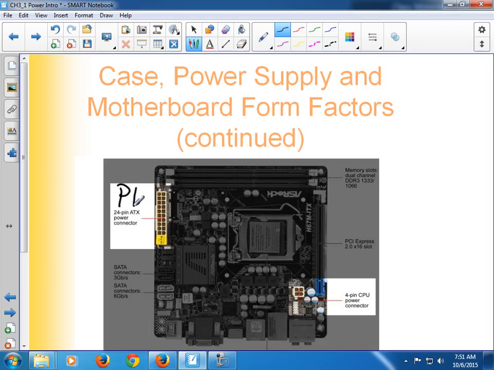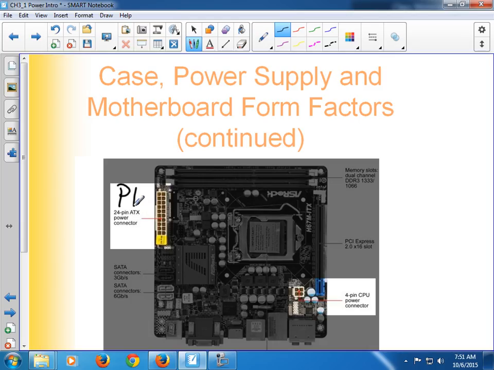It says 4 pin on this. It can be 4 or 8, depending on the motherboard. You saw this on this motherboard: this is an 8 pin power connector right here. It means it has 8 holes, or it could be a 4. Doesn't really matter. You have to have that plugged in order for it to work.